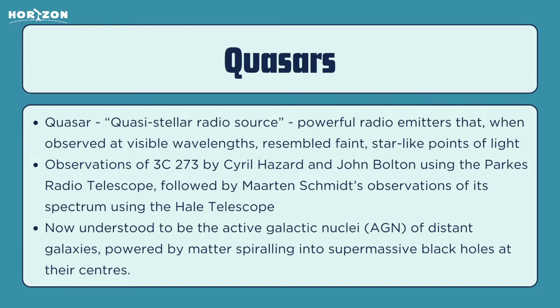Another significant development in radio astronomy is the discovery of quasars. Quasars were named as an abbreviation of quasi-stellar radio source, and they are powerful radio emitters that, when observed at visible wavelengths, resembled faint star-like points of light. Early quasars, such as 3C48 and 3C273, were first noted in all-sky radio surveys for their intense radio emission and either a lack of a clear visible counterpart or an extremely small angular size.